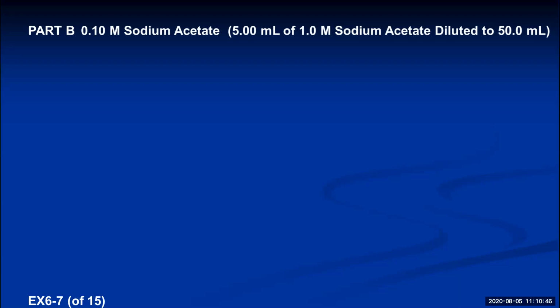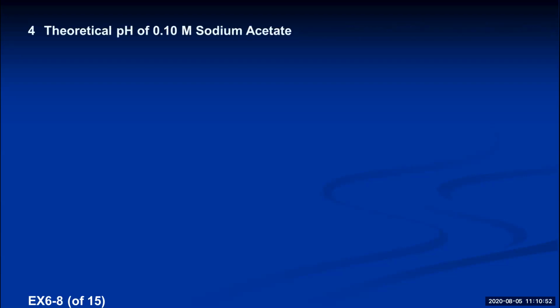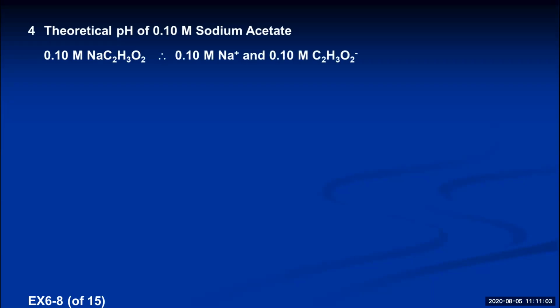And the first theoretical calculation now for part B is that we're going to want to calculate the pH of this sodium acetate solution theoretically. So how do we do that? Well, what's in the solution? Sodium acetate is an ionic compound, and ionic compounds completely dissociate when they dissolve, so therefore you're going to have 0.10 molar sodium ions and 0.10 molar acetate ions.